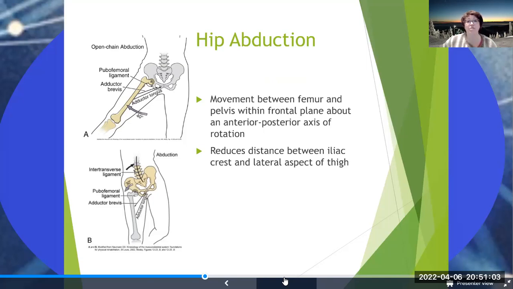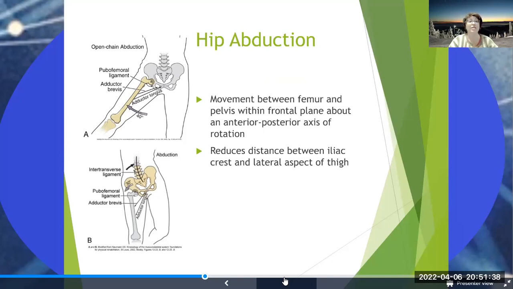Hip abduction reduces the distance between the iliac crest and the lateral aspect of the thigh. And largely with the muscles involved, it's the distance between the iliac crest and the greater trochanter of the femur. So we can imagine that muscles that are lateral to the anterior posterior axis are going to perform hip abduction. Muscles that are medial to the anterior posterior axis are going to perform hip adduction.